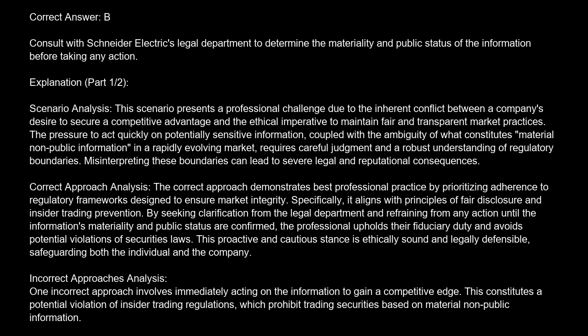Correct approach analysis. The correct approach demonstrates best professional practice by prioritizing adherence to regulatory frameworks designed to ensure market integrity. Specifically, it aligns with principles of fair disclosure and insider trading prevention. By seeking clarification from the legal department and refraining from any action until the information's materiality and public status are confirmed, the professional upholds their fiduciary duty and avoids potential violations of securities laws. This proactive and cautious stance is ethically sound and legally defensible, safeguarding both the individual and the company.